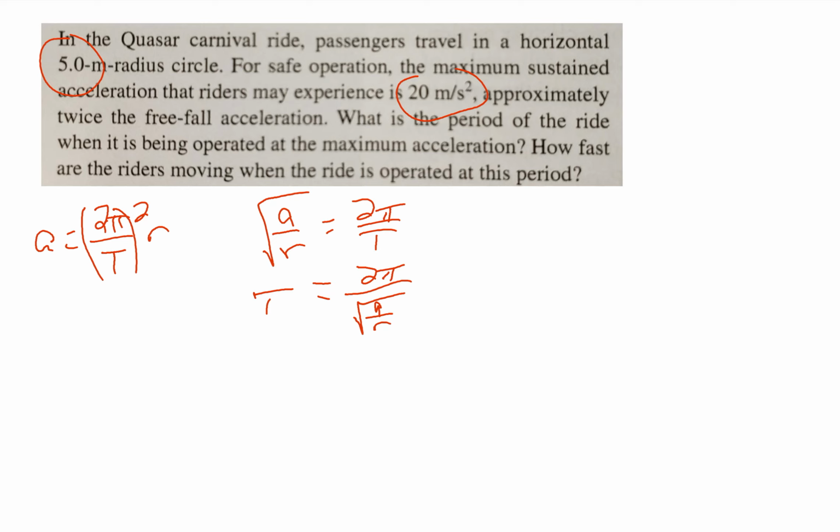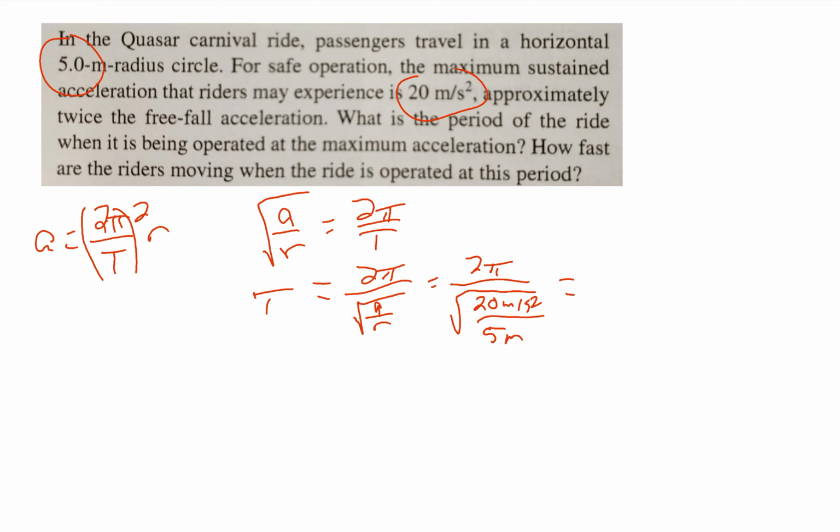Okay, so now I know everything here, so I can plug stuff in. I have 2 pi divided by the square root of the acceleration, which is 20 meters per second squared, divided by the radius, which is 5 meters. Okay, think about the units for a second here. The meters are both gone. I have per second squared being square rooted. That's going to give me per second, but it's in the bottom. So on the bottom, per second is going to flip to the top and just give me seconds. So this is going to give me the right answer. So now we plug everything in and we find out what the number is.